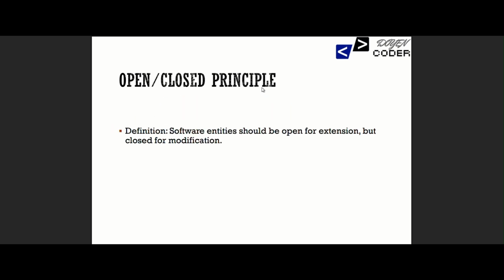Let me go to the second, open close principle. The open close principle says that software entities should be open for extension but closed for modification. This means we can extend that particular entity but we cannot modify the code of that entity. The good code and bad code here will clarify the definition further.